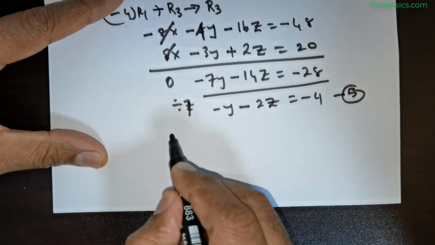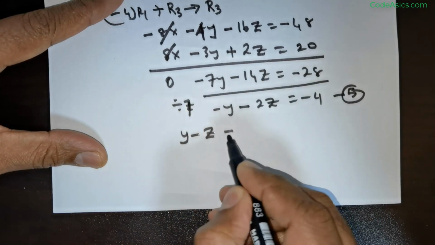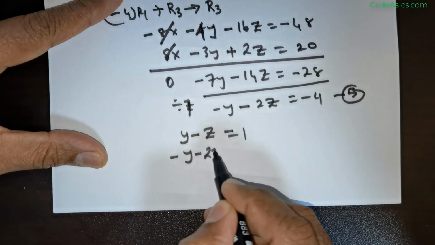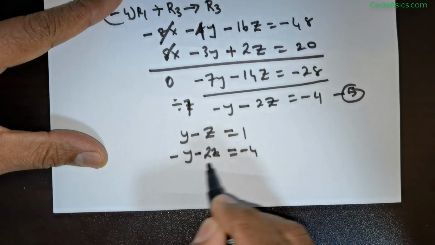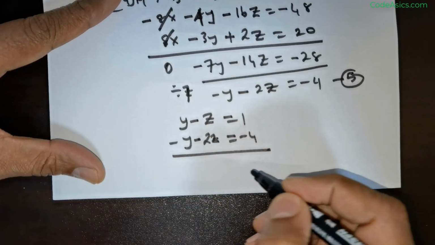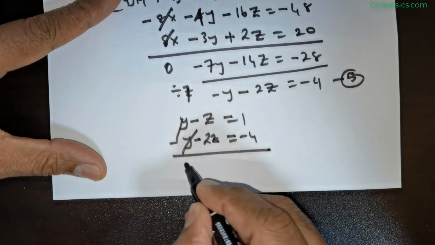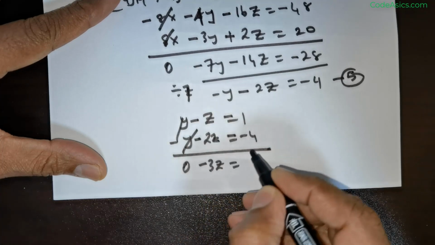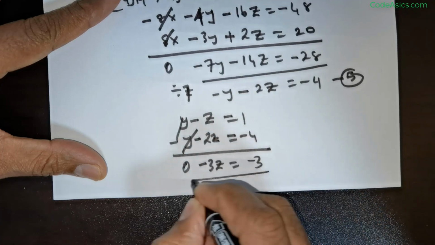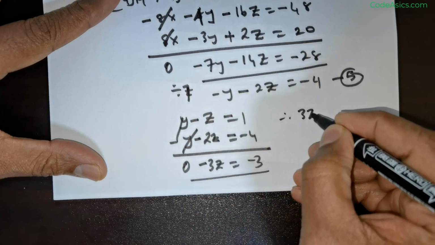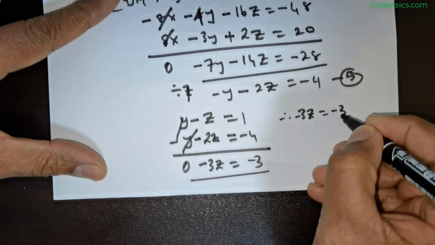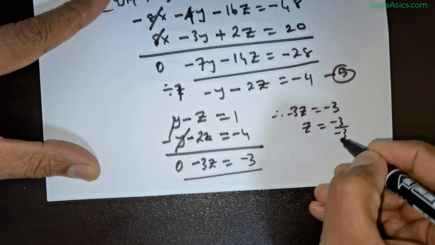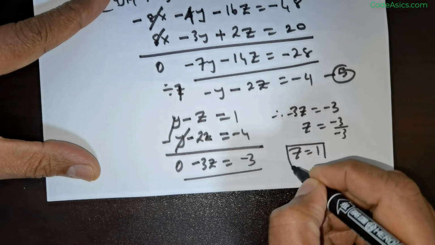So what I want to do is, I will just take y negative z is equal to 1, and I add it with negative y with negative 2 times z is equal to negative 4. This is going to be straightforward. So these two get cancelled, I get a 0. Negative 2z added with negative z would give me negative 3z. Negative 4 added with 1 would give me negative 3. So therefore I got negative 3z is equal to negative 3. So z is equal to negative 3 divided by negative 3. So my value of z is equal to 1.